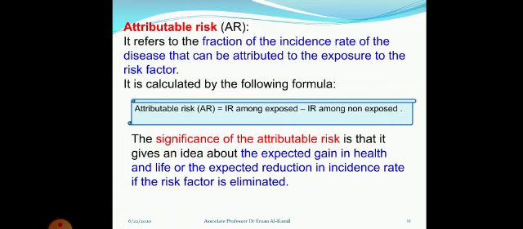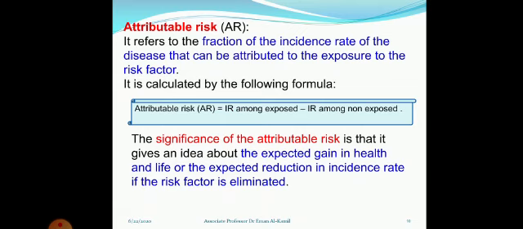Attributable risk refers to the fraction of the incidence rate of the disease that can be attributed to the exposure to the risk factor. It means, what is the fraction of the incidence rate of lung cancer among smokers that is attributed to smoking. So it is equal to the incidence rate among exposed minus the incidence rate among non-exposed.